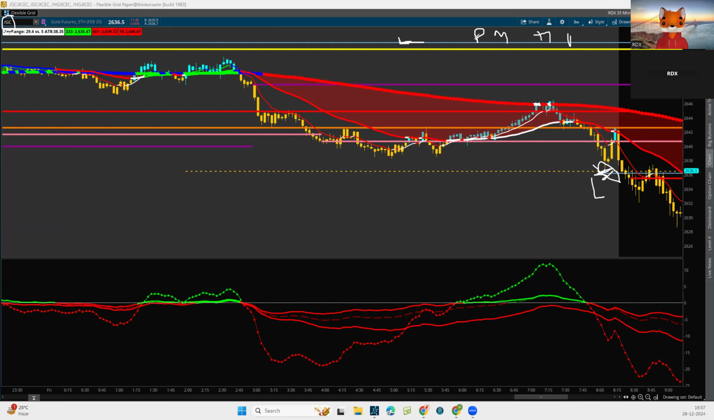But yeah, this is the pre-market high low, the two blue lines. You'll also see this yellow line just below the blue line. That's the pre-market open.